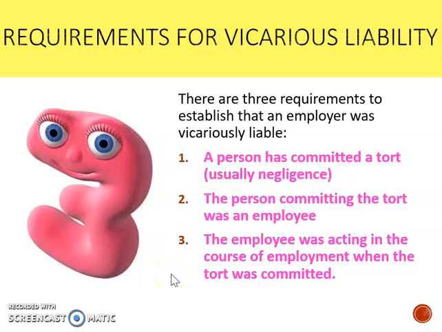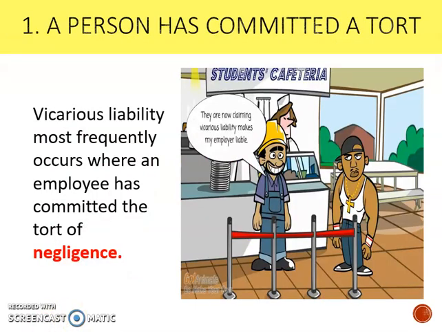As usual, we're going to look at each of these in turn. Firstly, then, we have to prove that a person has committed a tort, and usually it's going to be negligence. So as I've said, I keep using the same example. If I'm running down the corridor with a hot cup of tea, that is a negligent thing to do. So that's the first requirement.